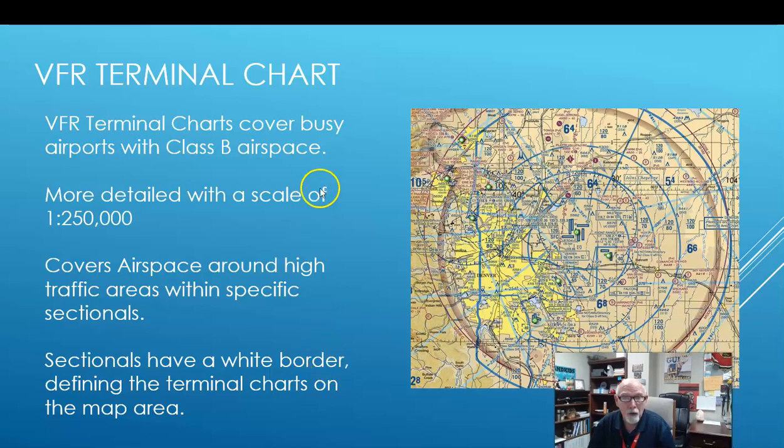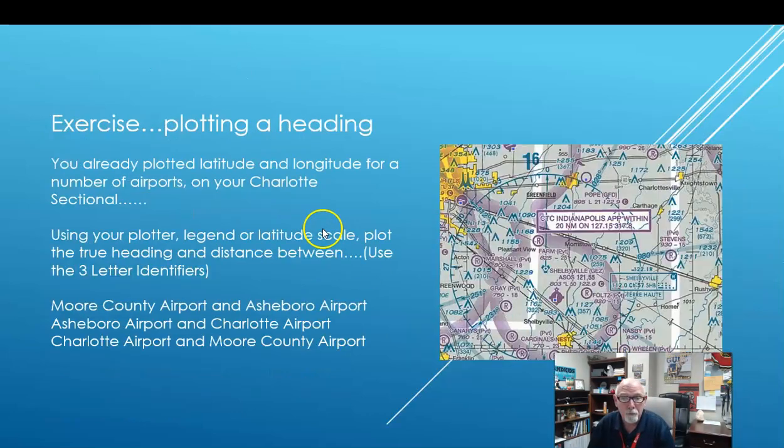Okay, again, the terminal chart has a larger scale, which is 1 to 250,000, which is basically twice the scale of the sectional, and it covers the airspace around a major airport such as Charlotte. On the regular sectionals, you'll see a white square which depicts your terminal area chart, so you'll see that.